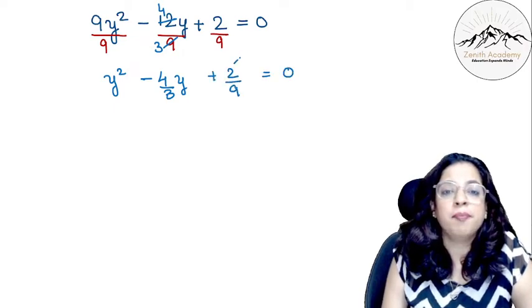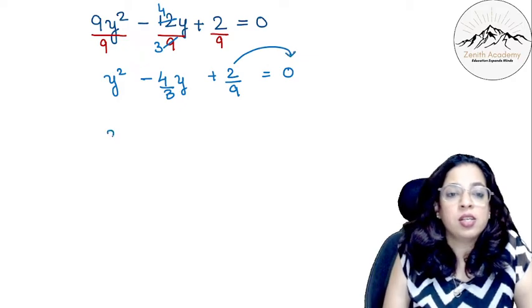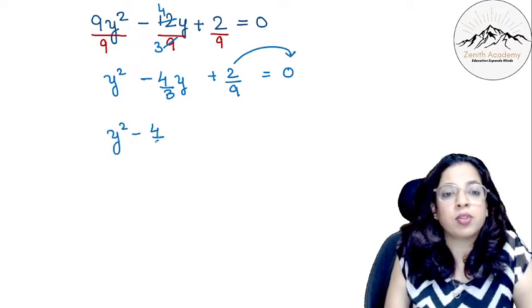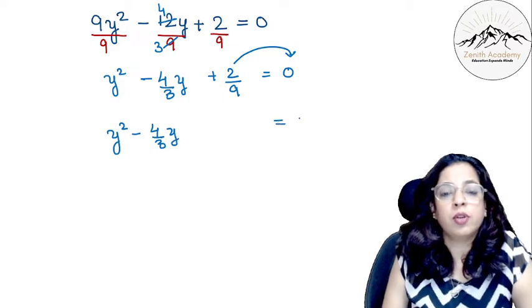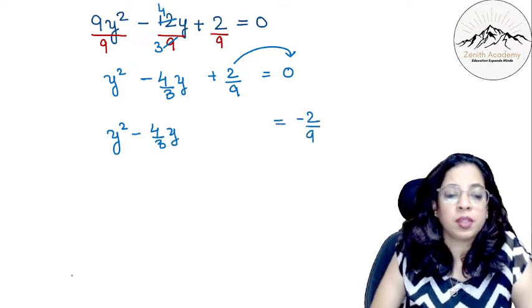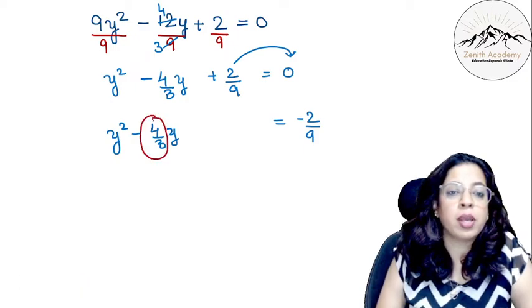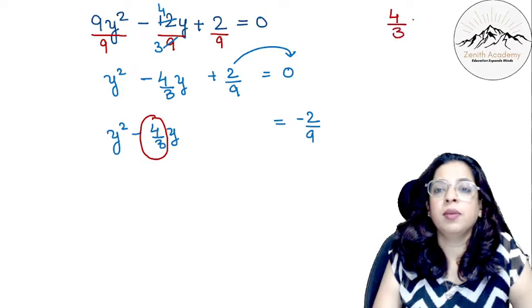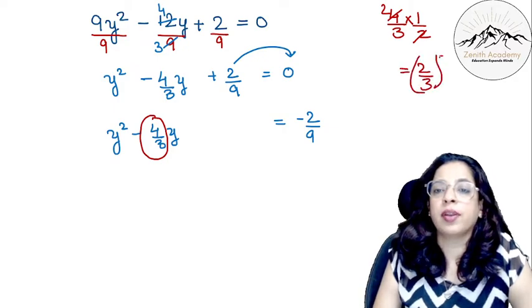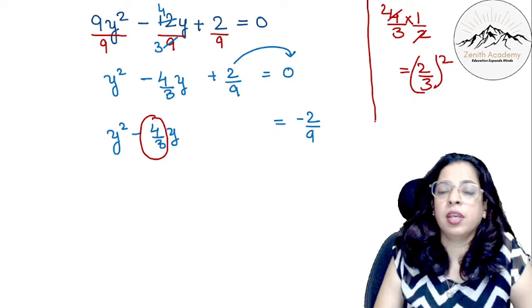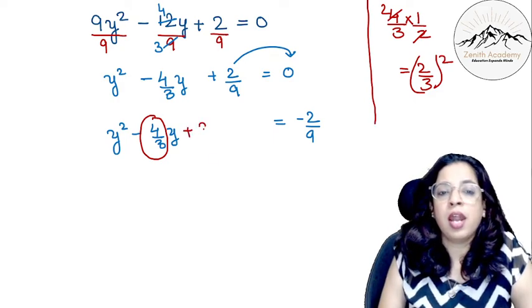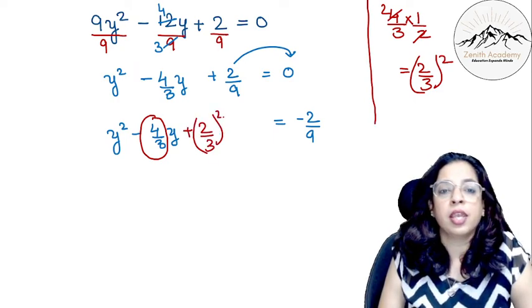So what is the next step? Taking 2 by 9 on the other side. So y square minus 4 by 3y is equal to negative 2 by 9. Correct? Now check the coefficient of y. It is 4 by 3. So take 4 by 3, divide by 2. 2 1s are 2, 2 2s are 4. It becomes 2 by 3 and then you square it. Okay, are the things clear? So you add 2 by 3 whole square here. You subtract 2 by 3 whole square here.